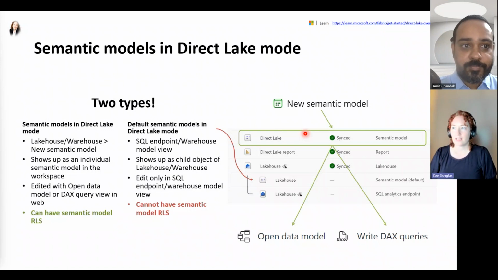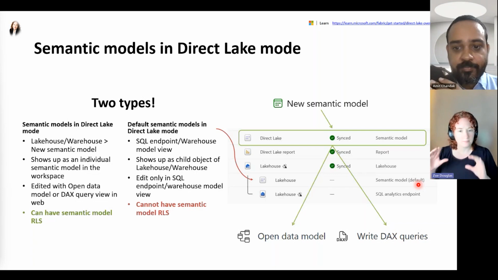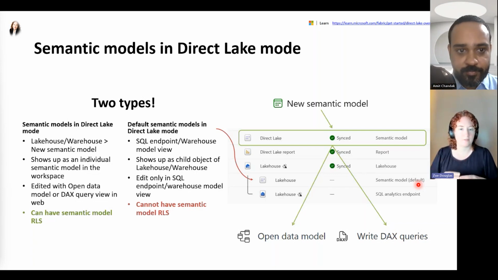Now, there's also a default semantic model. You'll see it here has that default appended at the end. And it's also shown as a child object of a lakehouse or a warehouse. Now, these are automatically created when you create the lakehouse or warehouse. They're created empty, right? So you actually now have to go manage default semantic models to add tables in there. You can only edit them in that SQL endpoint warehouse view, and they cannot have semantic model row-level security.